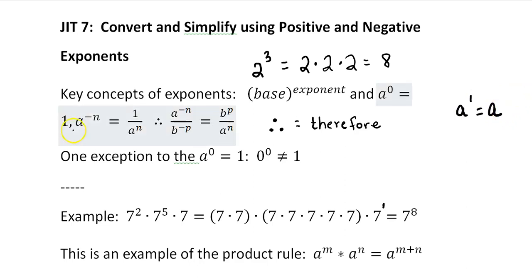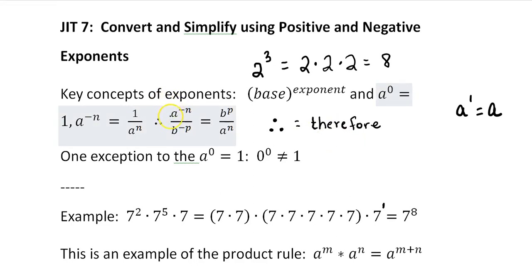If I have a to the negative n, that negative exponent tells me it's living in the wrong part of the fraction. So if it's up in the numerator like this, I could rewrite it as being 1 over a to the n, and we drop that negative as soon as it's in the right place in the fraction. And so we can say therefore, right? This is a fancy way of saying therefore, math language.